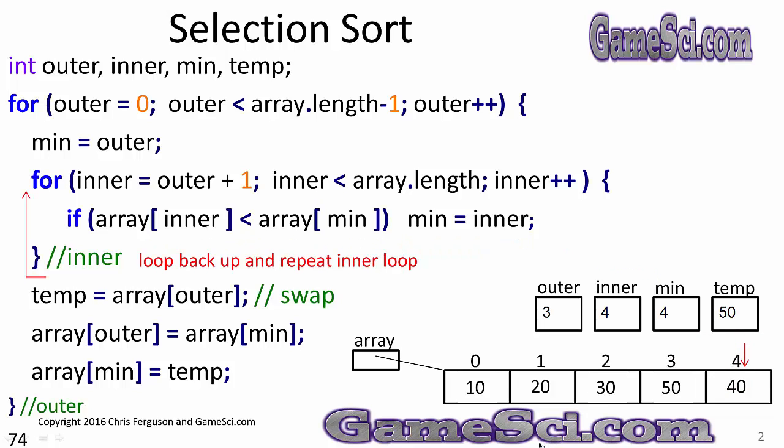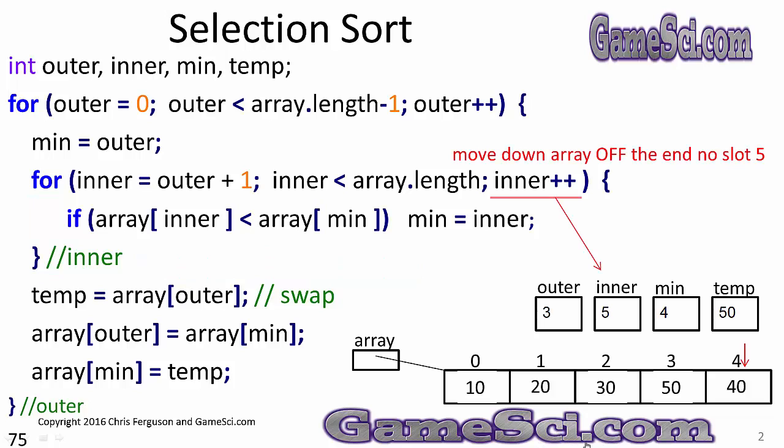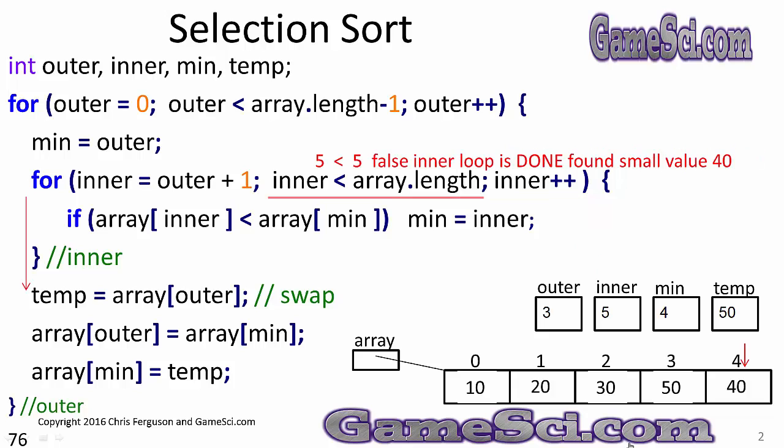We'll still hit the end of the inner loop, and back up and repeat the inner loop. Inner plus plus, move down the array, off the end of the array. There is no slot 5 of this array, so 5 less than 5 is a false statement. The inner loop is done. We have found the smallest value in the remaining data. It's 40. We'll exit the inner loop and go to the swap code.